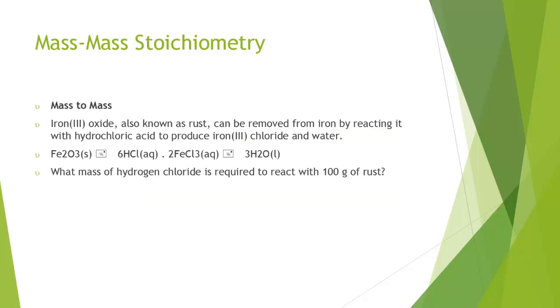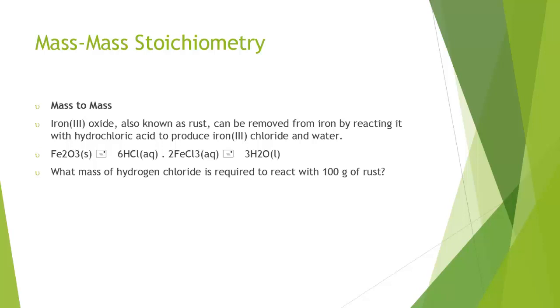Here is another example. It's called mass-to-mass stoichiometry. So you have iron(III) oxide, also known as rust, which can be removed from iron by reacting it with hydrochloric acid to produce iron(III) chloride and water. That's your equation. It's all balanced, so we're good.